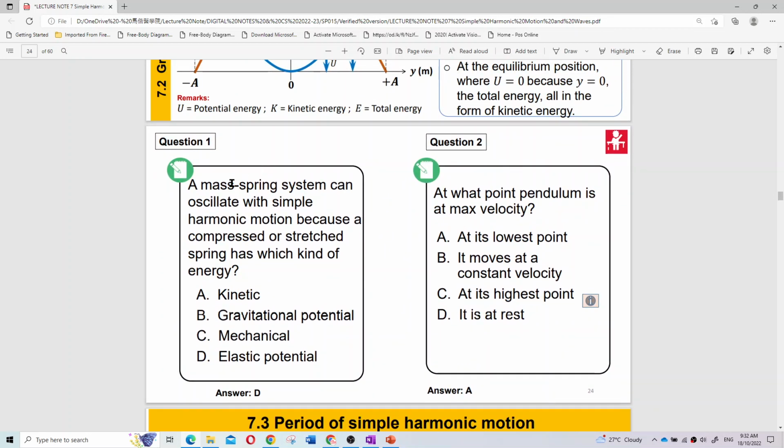Okay, let's look at this question. A spring mass system can oscillate with simple harmonic motion because a compressed or stretched spring has which kind of energy? A stretched spring has which kind of energy?